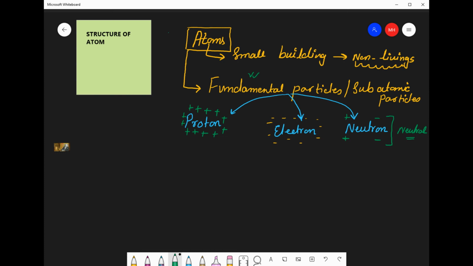Now, the other question you might be thinking: this was the first thing, this is the second thing which we did, and the third one, you might be thinking, is what is the location? Where are they located? See here, if I draw an atom like this in a circular form, remember atoms are not mostly circular. I'm just drawing it to make it easier for you.